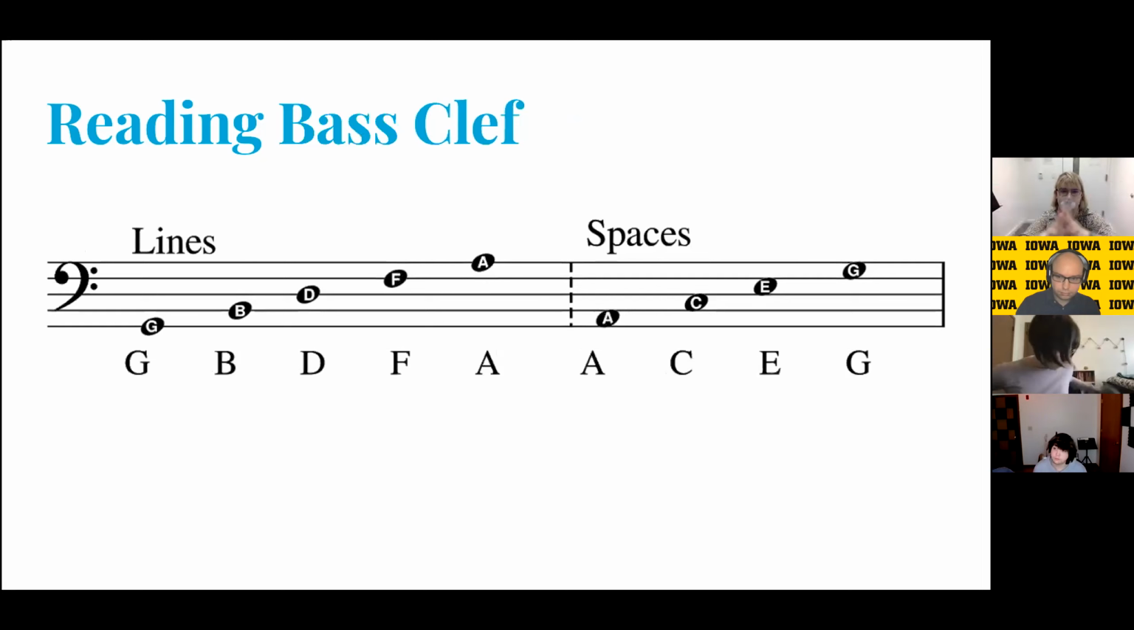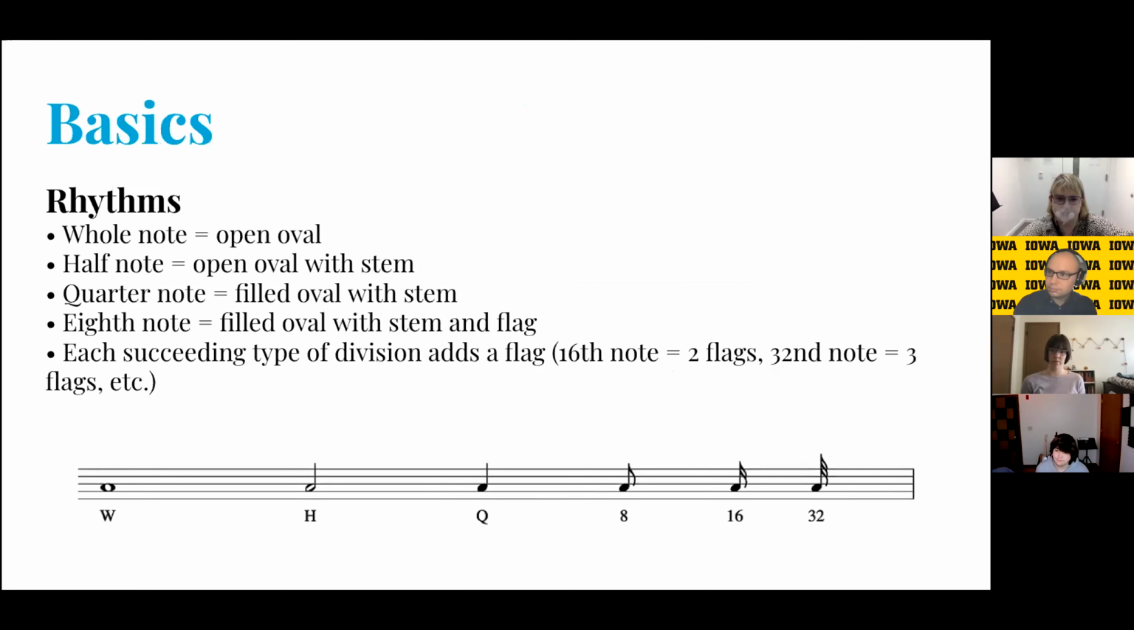Now, moving on to bass clef, the lines on the bass clef read the pitches G, B, D, F, and A. An acronym that I used when I was learning how to read bass clef is "Grizzly bears don't fear anything." And then the spaces of the bass clef read the pitches A, C, E, and G. The acronym that I use to learn the spaces of bass clef goes "All cows eat grass." And people have different variations of acronyms that you can use.